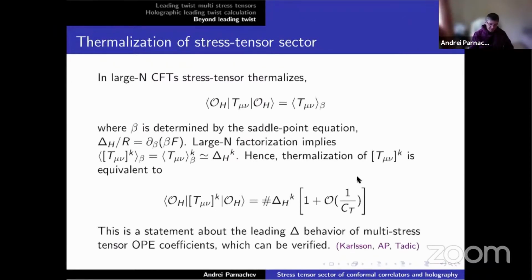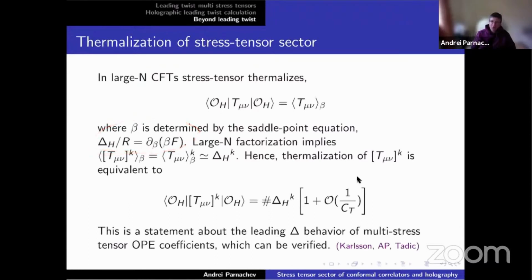And that is the example of large N CFTs at finite temperature. So in all large N CFTs at finite temperature, the stress tensor sector thermalizes. In other words, the one-point function of the stress tensor in the heavy state is exactly equal to the thermal one-point function at temperature beta, where beta is determined by the following equation, by the saddle point equation.